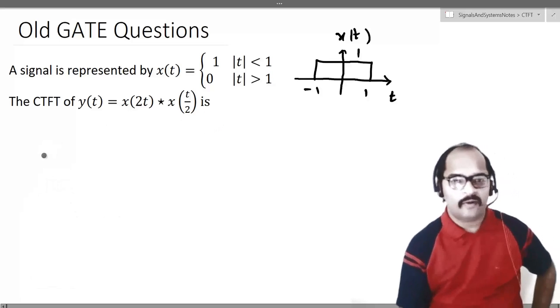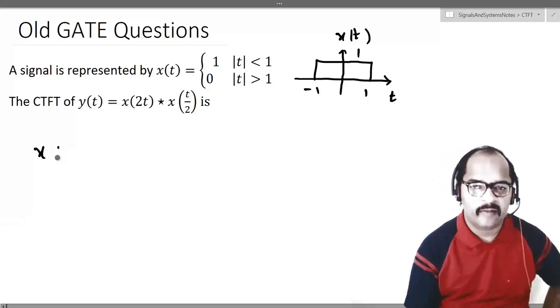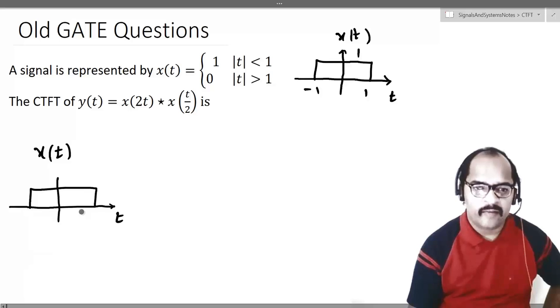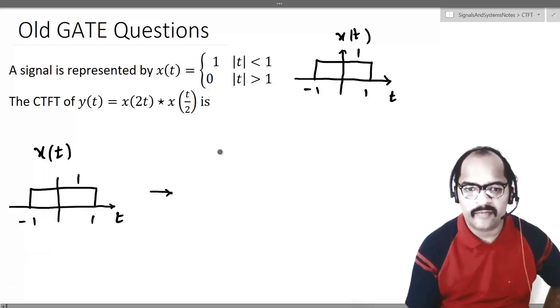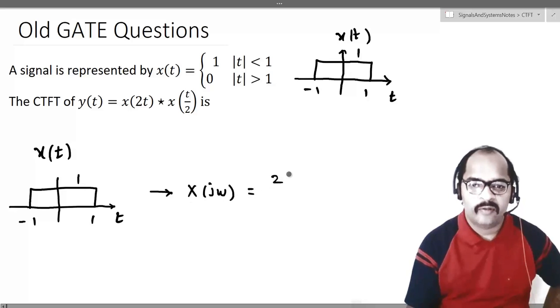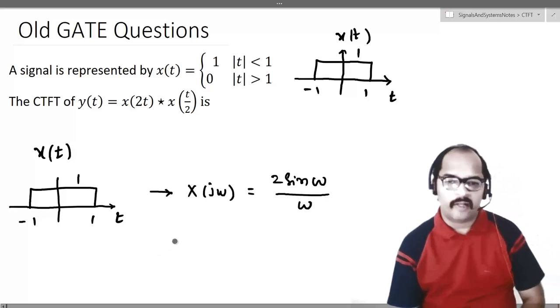Okay, so let us do that. x of t is equal to a rectangular function from -1 to +1 with amplitude 1. So this fellow will have what as Fourier transform? X of j omega, which we know to be how much? 2 sine omega divided by omega. So that should be equal to 2 sine omega by omega.